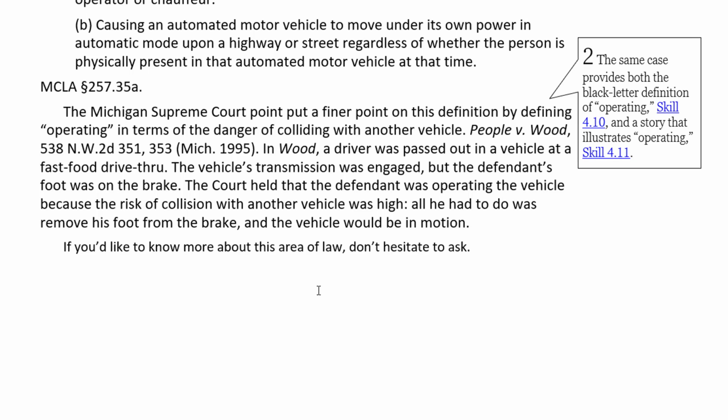I mean, let's be clear. Operating while intoxicated is bad. But given the current law, we could probably argue that this person was not, quote unquote, operating the vehicle.